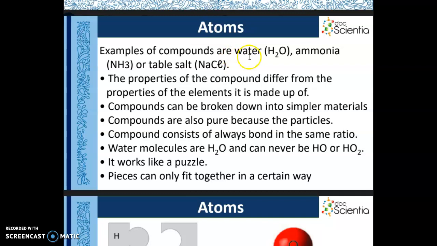Examples of compounds are water, ammonia, and table salt. The properties of a compound differ from the properties of the elements that it is made up of, so it forms new properties. Compounds can be broken down into simpler materials, and compounds are also pure because of the particles.